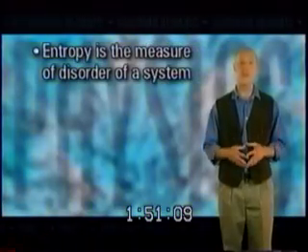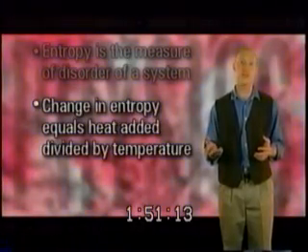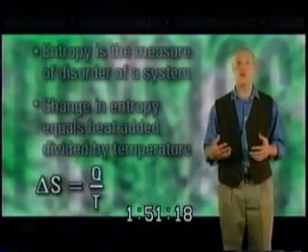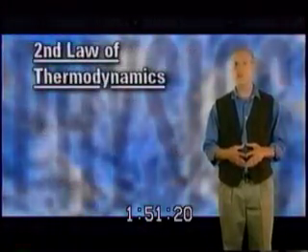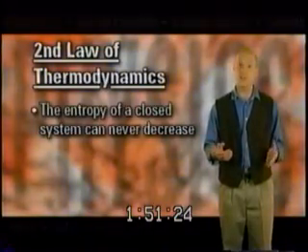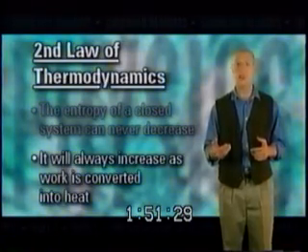Entropy is the measure of disorder of a system, and the change in entropy equals heat added to a system divided by temperature, or delta S equals Q over T. And a third way to state the second law of thermodynamics is to say that the entropy of a closed system can never decrease. It will always increase as work is converted into heat.